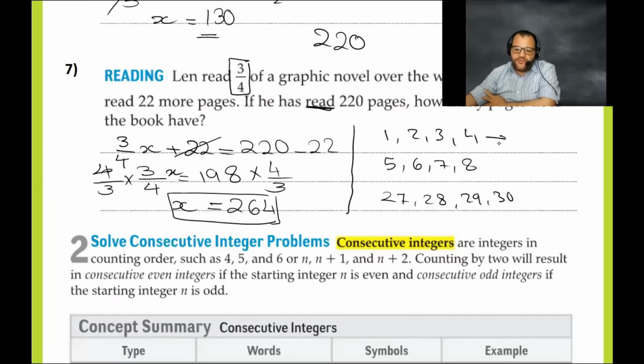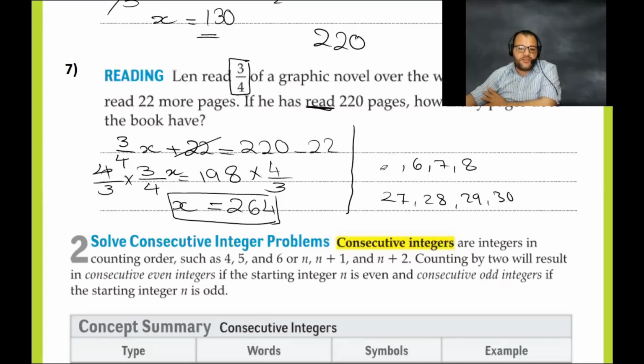What is the relation between them? If I start from any number n, the next will be n plus 1, then n plus 2, n plus 3, n plus 4, n plus 5. So for consecutive numbers, if I start from any number, the first number must be n, the second is n plus 1, after that n plus 2, n plus 3, n plus 4, and so on.